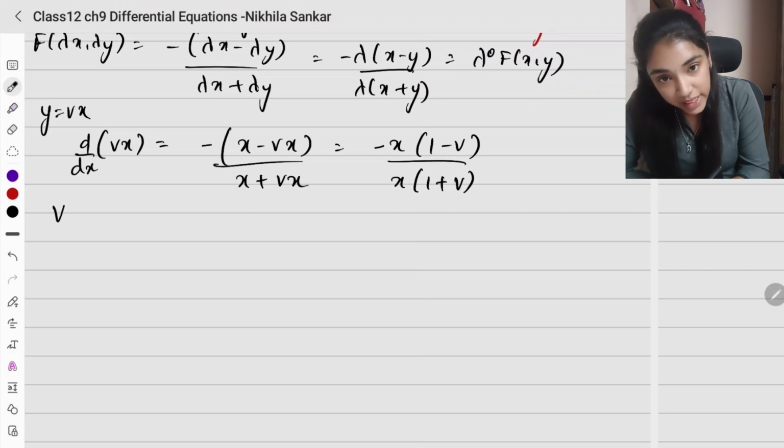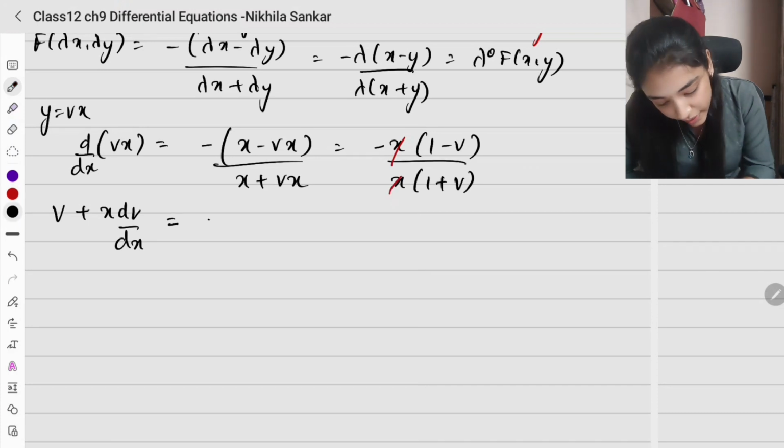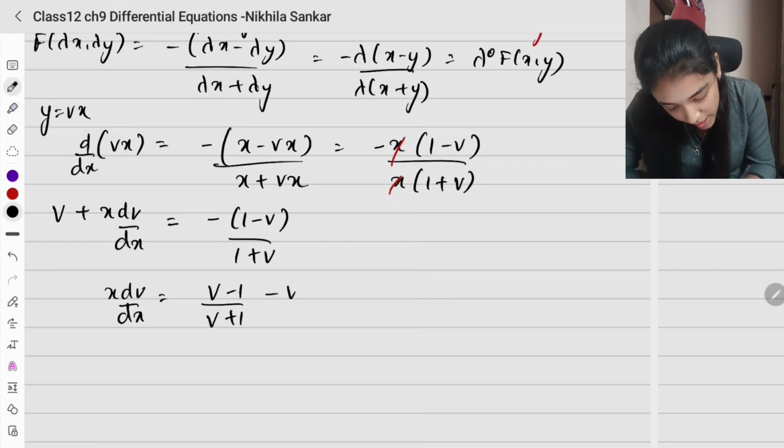Left hand side என்ன இருக்க போகுது? v dx by dx is going to be 1 plus x times dv by dx equals, the x and the x gets cancelled. So I have minus of (1 minus v) divided by (1 plus v). Now x dv by dx equals, minus உள்ள multiply பண்றேன். I have (v minus 1) divided by (v plus 1), minus v.